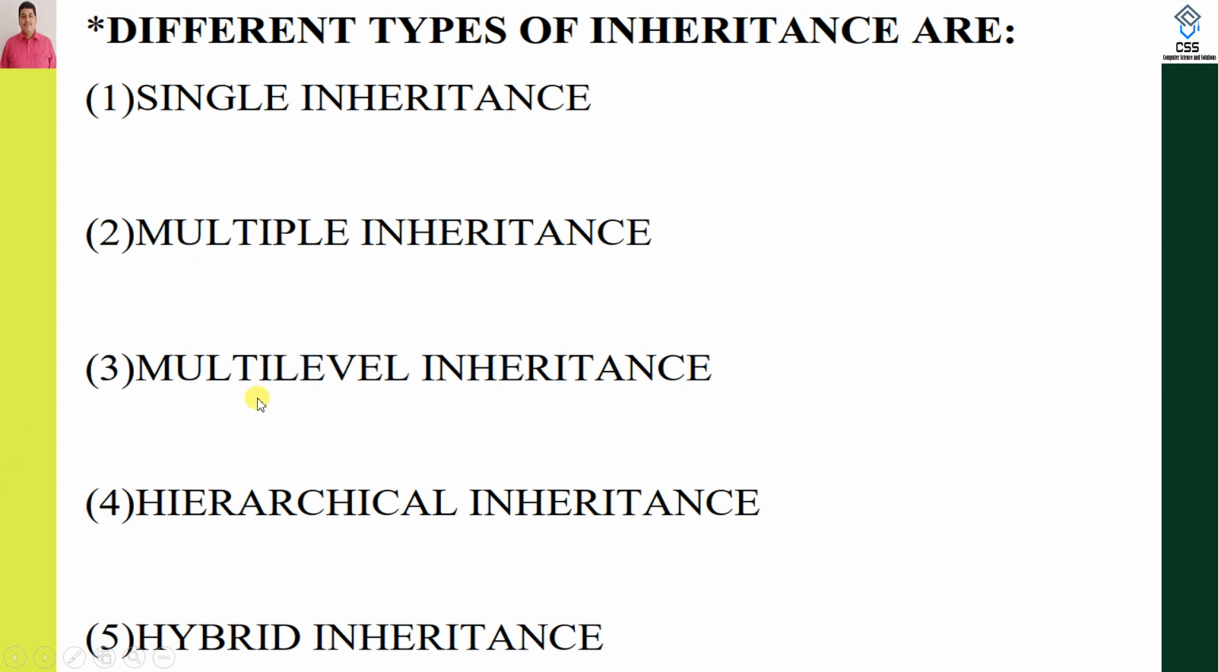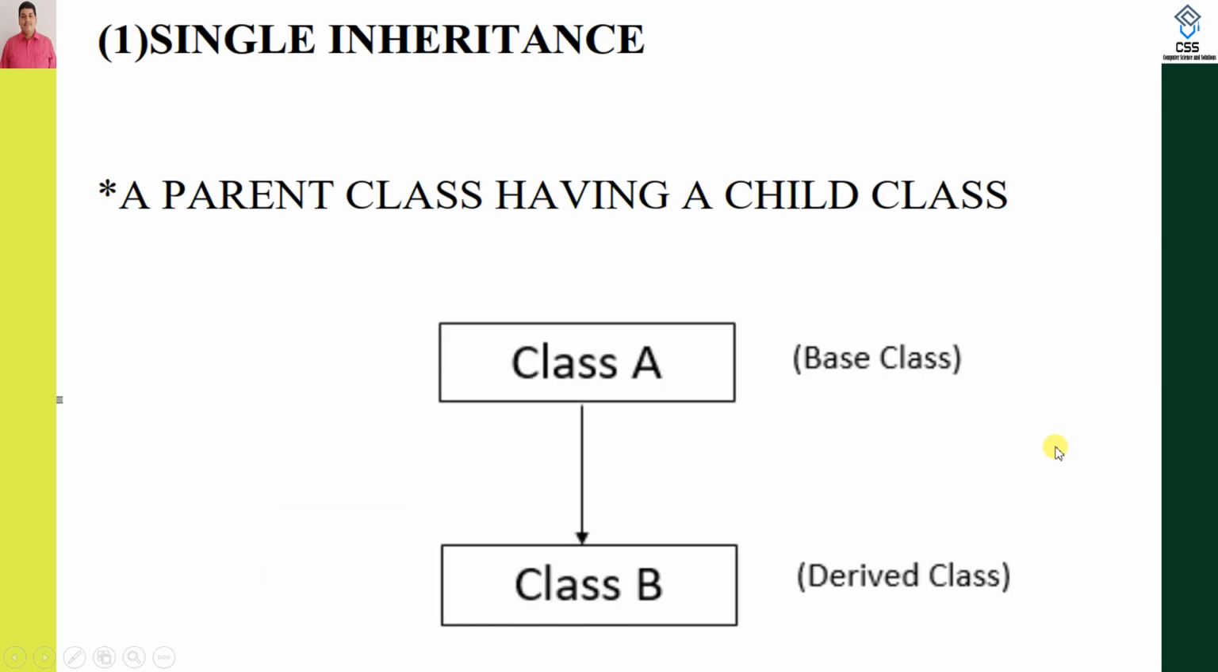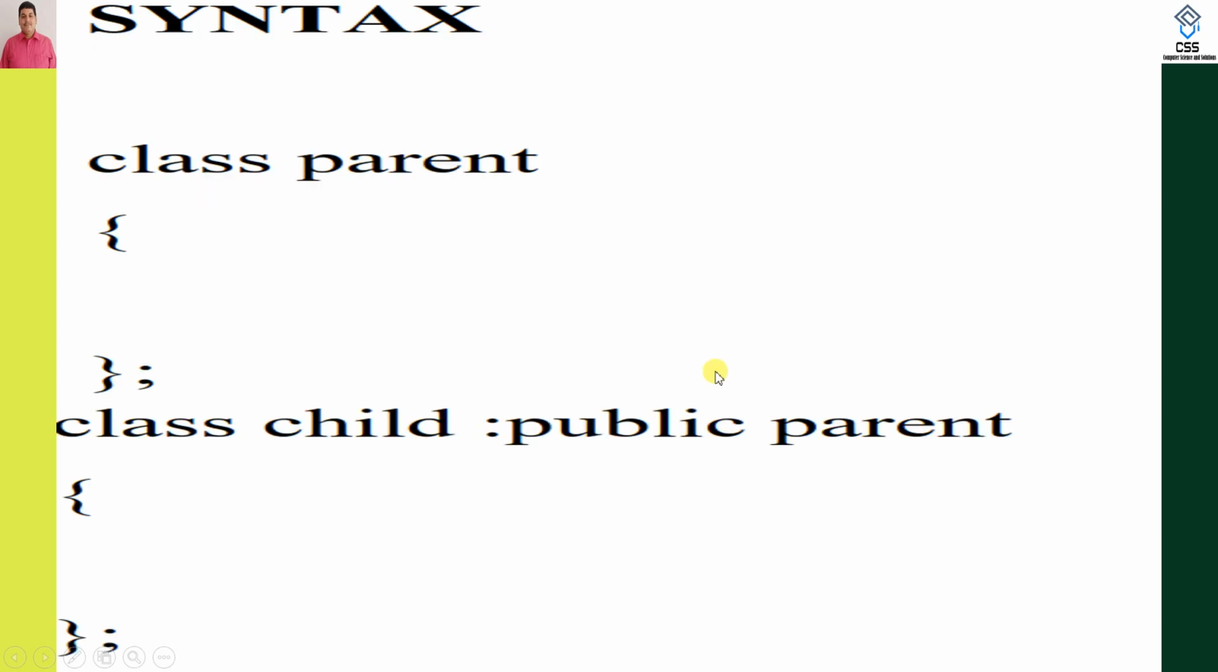We have to discuss five different types of inheritance: single inheritance, multiple inheritance, multi-level inheritance, hierarchical inheritance and hybrid inheritance. First we come to single inheritance. If in a hierarchy there is a base class and a child class, and the child class can inherit the properties of the base class, that is known as single inheritance, meaning a parent class and a child class.